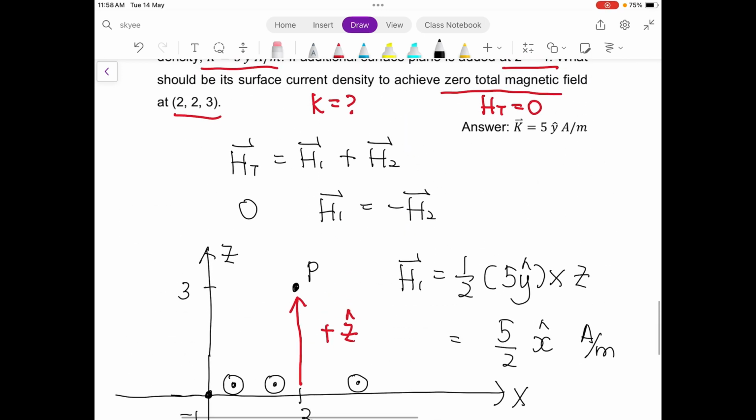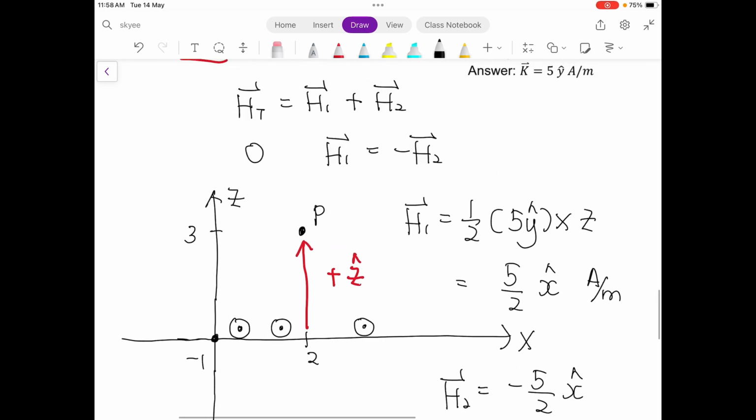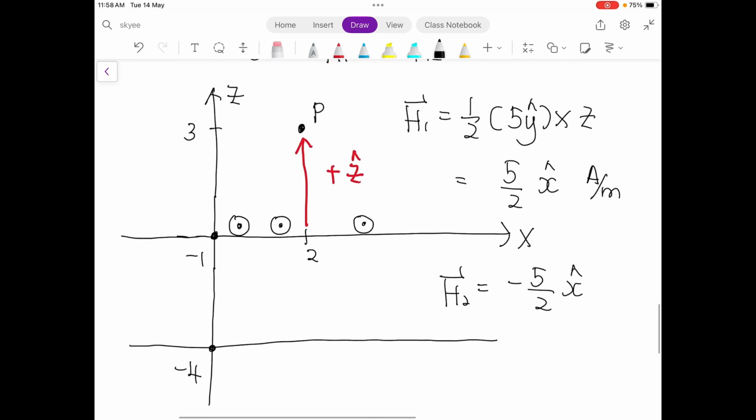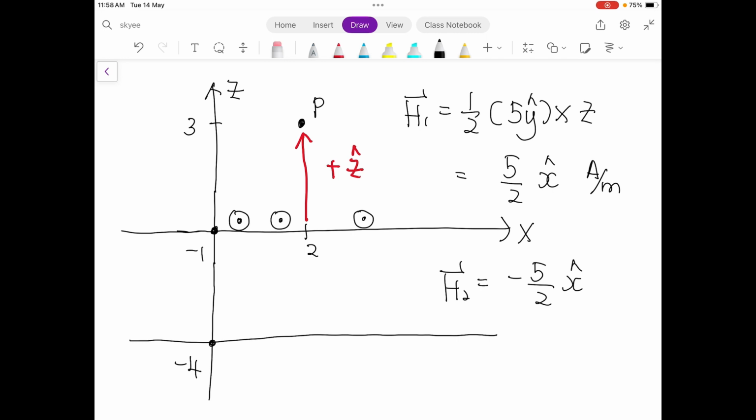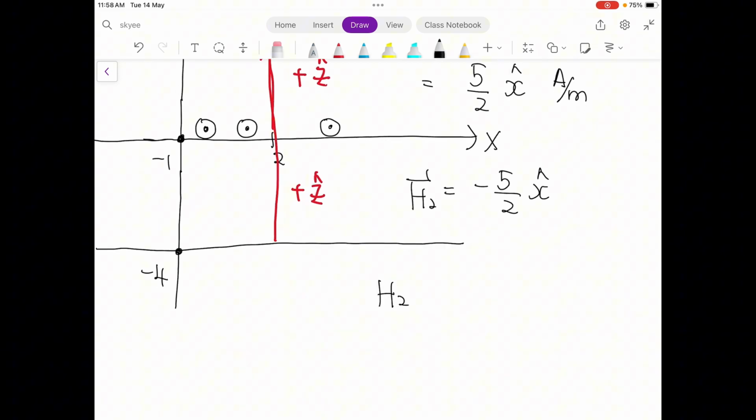We look at the second plane. The second plane is at the position z equals negative 4, so I will extend this line. Negative 4 is here. The current density, you have no idea. The observation point is still the same, the point P. If you draw the arrow again, it is in the positive z direction again. So for the H2, it equals 1 over 2, K is something that you have no idea, and the direction of the n is the z direction.